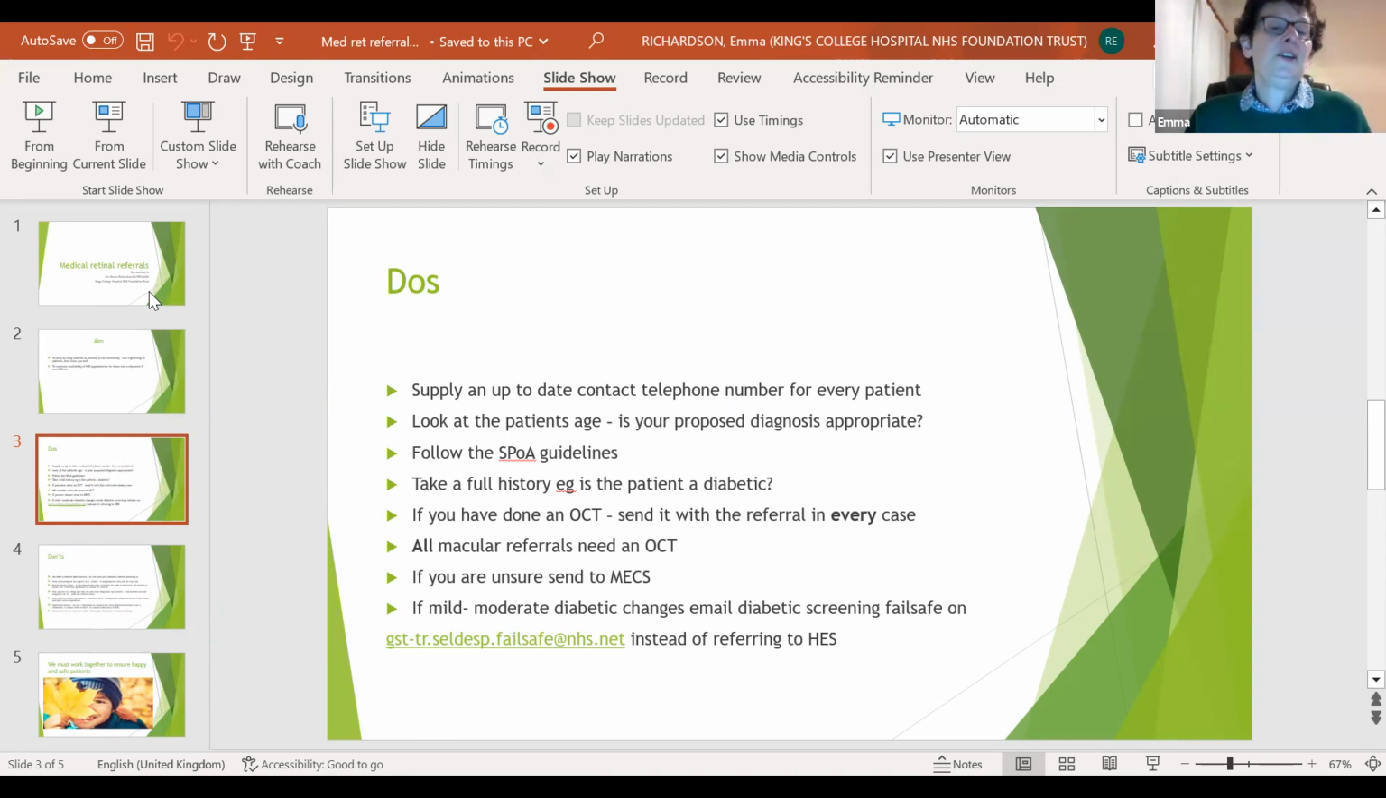And I used to be, until very recently, diabetic screening lead, and I've had a word with diabetic screening, and they've said, if you see mild to moderate diabetic changes, instead of sending them to me, send them to them, because they can say, oh yeah, we saw them last week and they're fine, don't worry. So there's the email address for diabetic screening. This only applies for the Southeast London. If you're out in Dartford with Kent and Medway, it won't apply for you.